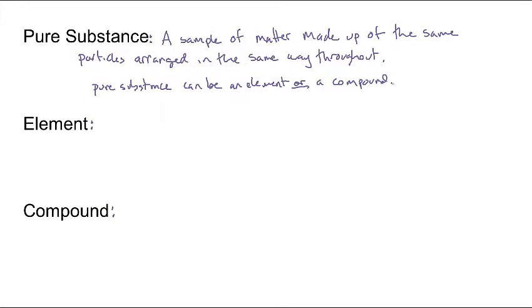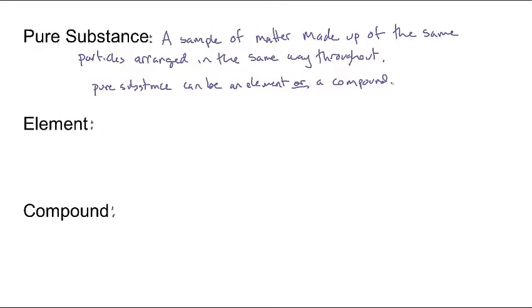But if I also had a sample of just pure table salt, pure sodium chloride, well, that is also a pure substance. Yes, it's made up of positive Na ions and negative Cl ions stuck together. But because the particles are arranged in the same way throughout, that alternating plus and minus matrix that we talked about, and there's nothing else involved, it's a pure substance. Now, if I dump NaCl into water, all of a sudden I have a mixture, and it's no longer a pure substance, right? So it has to be the same stuff throughout.